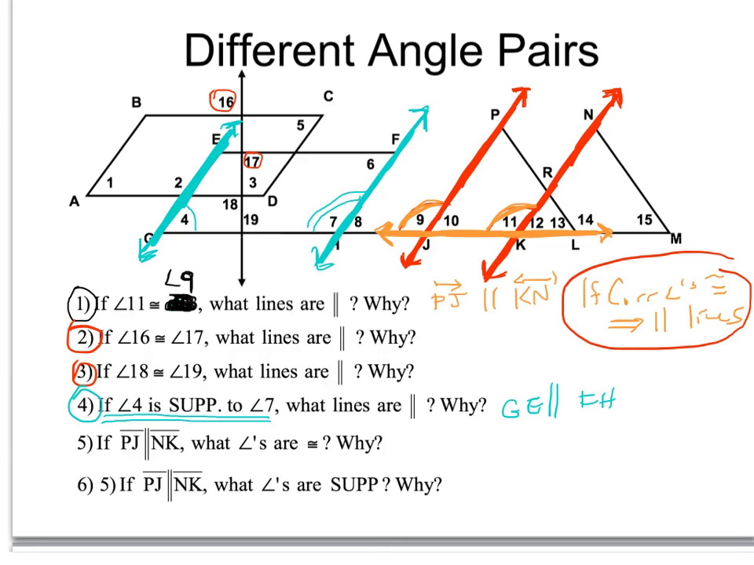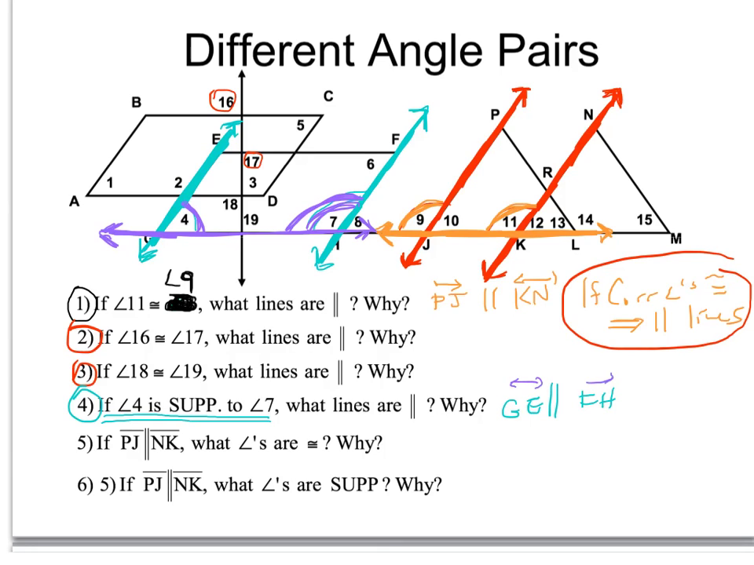Again, I want to get my transversal drawn in. My transversal in this case, GH. And now this gives me a lot clearer picture of angle 4 and angle 7. And of course they are given to be supplements. So now I have a very clear picture, and it is true that GE and HF are parallel lines.